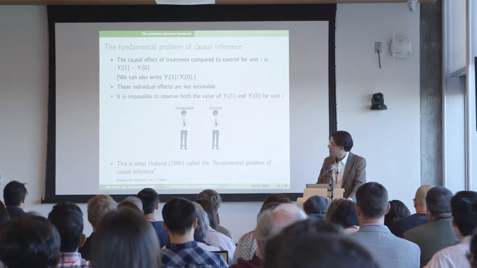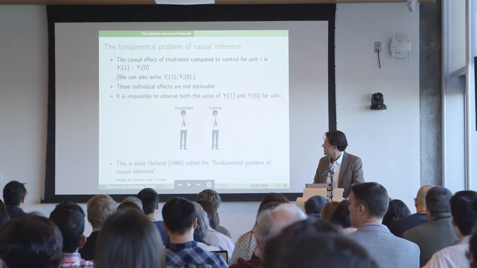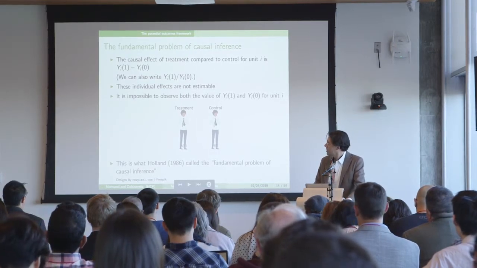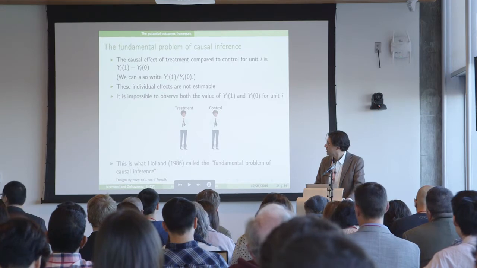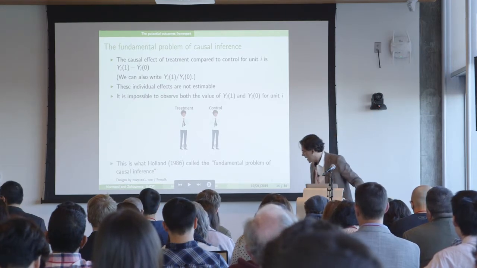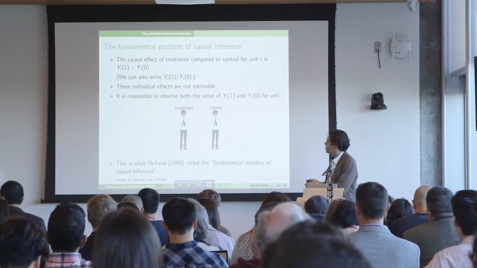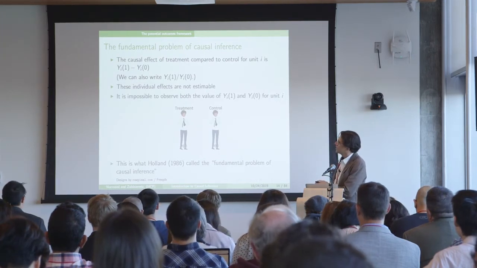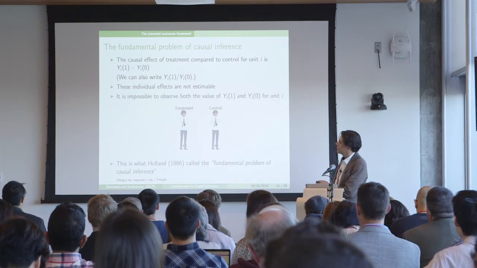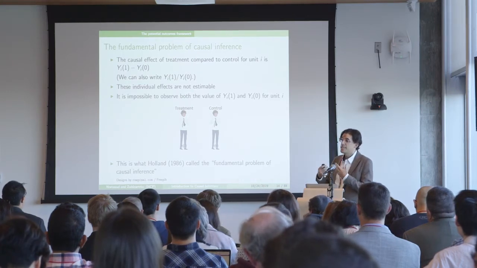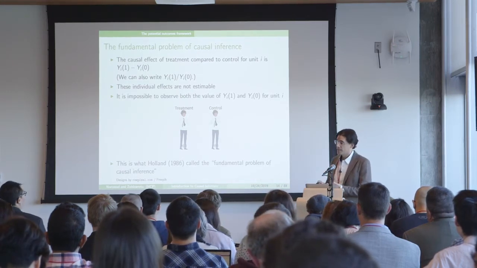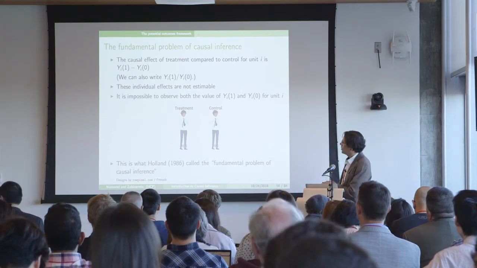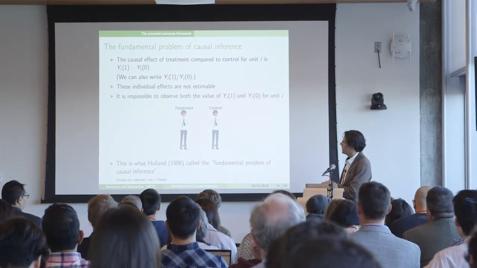We would like to estimate this contrast, this difference between the outcome that the person would have shown under treatment minus the outcome that the person would have shown under control. But as said, we never get to see the two of them. These individual effects cannot be seen in the data. They're not estimable. So we cannot estimate this quantity that we wish we could estimate.